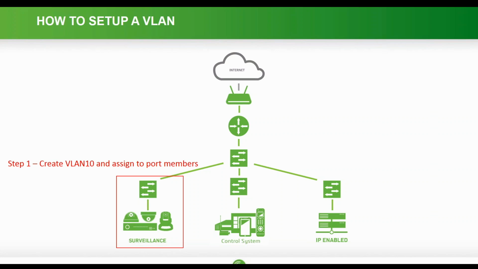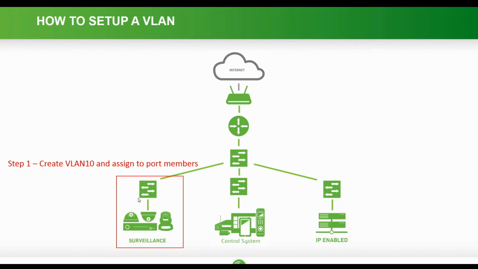Give it an ID, a number from 1 to 4,000. So you create that VLAN. In this case, we give it an ID of 10 on that access switch, and we assign the ports that are connected to the surveillance system to VLAN 10. We have 2 types of ports: an access port and a trunk port. The access port basically carries 1 VLAN. The trunk port carries multiple VLANs. That's a simple distinction between the 2.